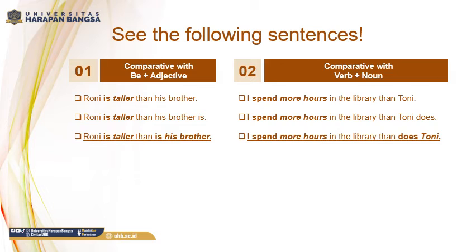Nah, that's a normal comparative sentence. What if we want to make the inversion? Bagaimana kalau kita mau membuat inversinya? Bisa, tinggal kita ubah susunan subjek dan verbnya. Kita ubah subjek dan verb yang kedua yang ada di belakang setelah kata than ya. So that's why here we have I spend more hours in the library than does Tony.